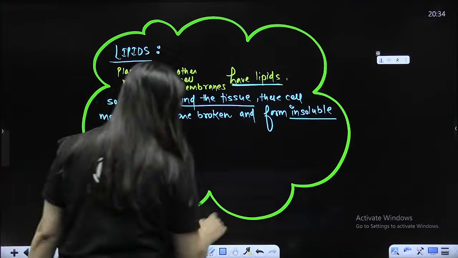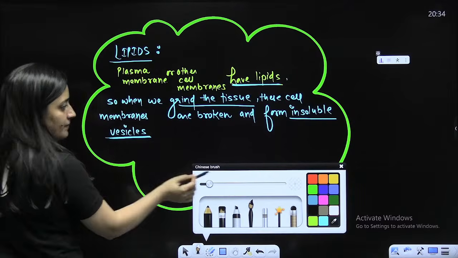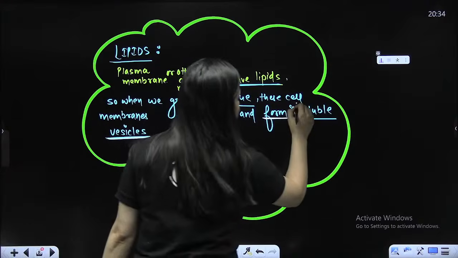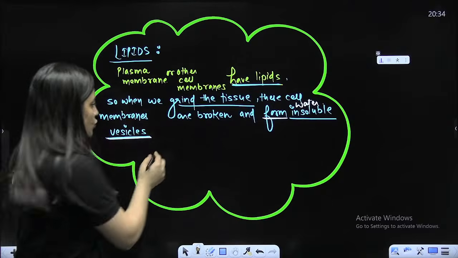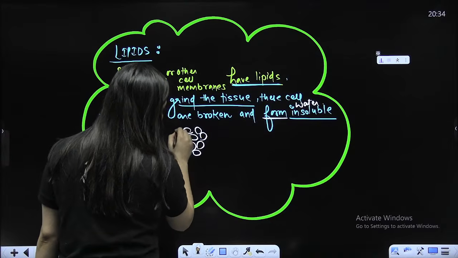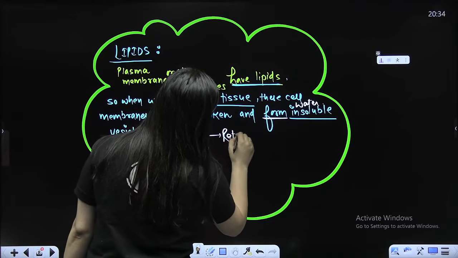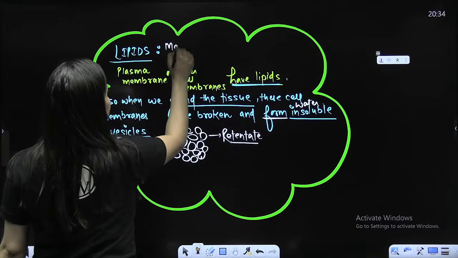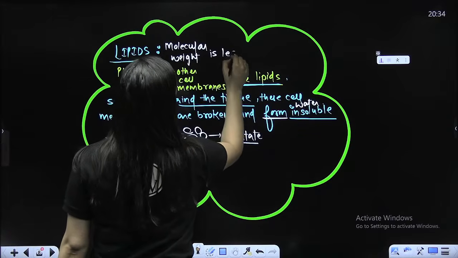So plasma membrane or other cell membranes, we know that they have lipids. When we grind the tissue, these cell membranes are broken and they form water insoluble vesicles. They will stay in the retentate because there will be so many vesicles together, and they are already insoluble because all those membranes are broken. So lipids, they are not biomacromolecules, still they are present there. Their molecular weight is even less than 800 Dalton. That's a very important point, right?